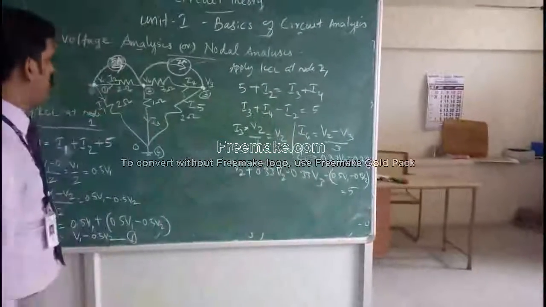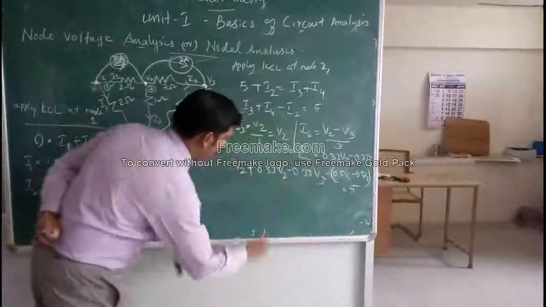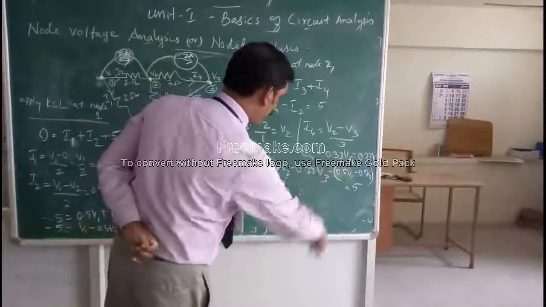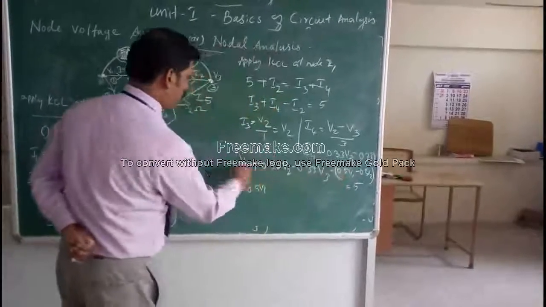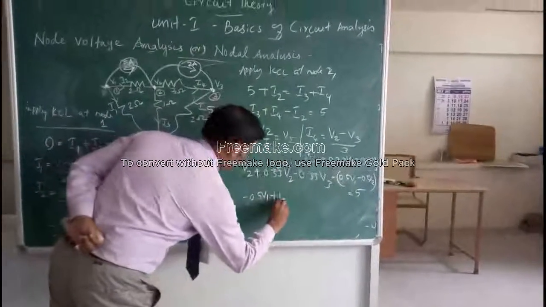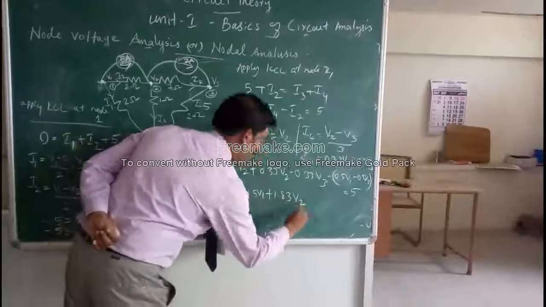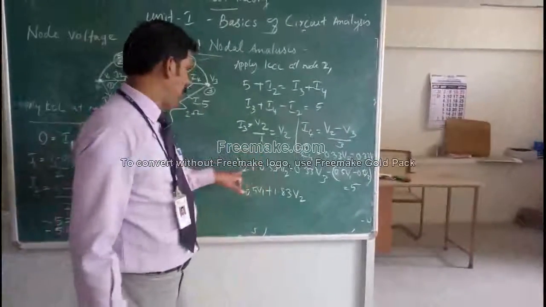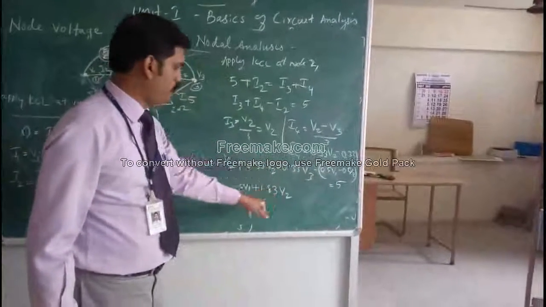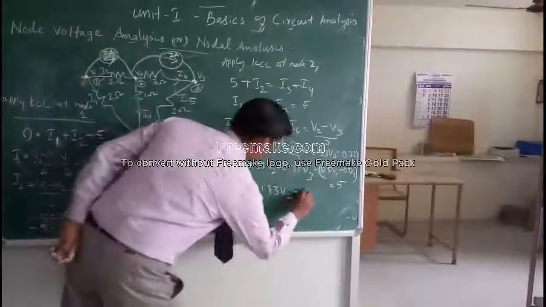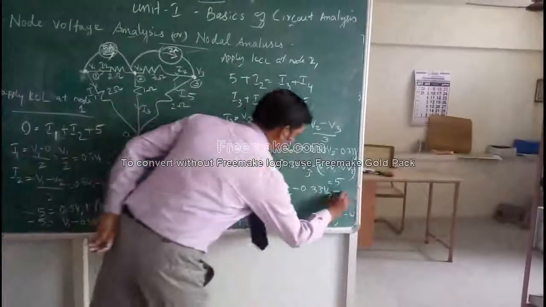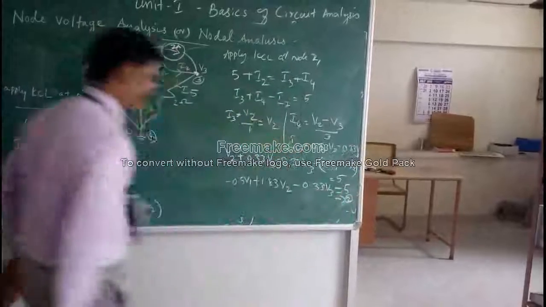So now we can solve this. Once you take minus 0.5 V1, and we add all the V2 terms, 0.5 V2 plus 1.5 V2, so 1.83 V2. So 0.33 plus 1.33 plus 0.5 gives 1.83, so 1.83 V2 minus 0.33 V3 is equal to 5. That is your next equation, equation number 2.